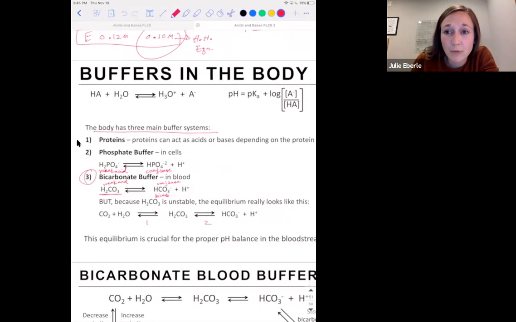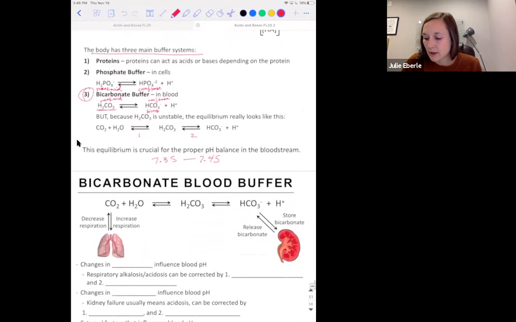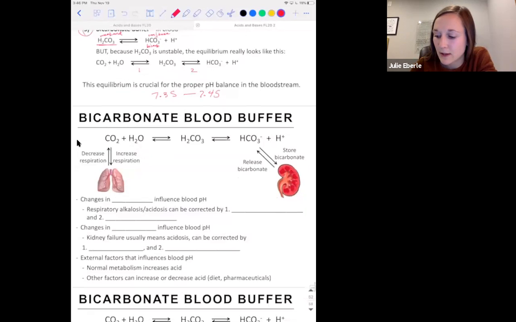Anybody know what physiological pH is? What your blood pH should stay around? It's a range. It stays within like 7.35 to 7.45. And our bodies have to be real good at keeping it there. So let's talk about some things that can influence this and how it can change.